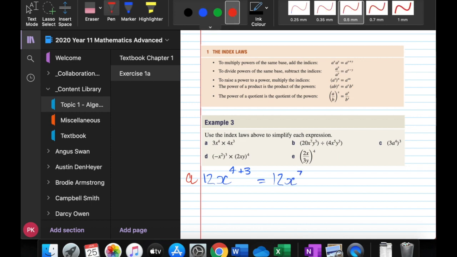Woo! Okay. Now let's look at example B. I'm going to actually write this out again vertically. I just like to have it vertically. So we've got 20x to the 7, y to the 3.